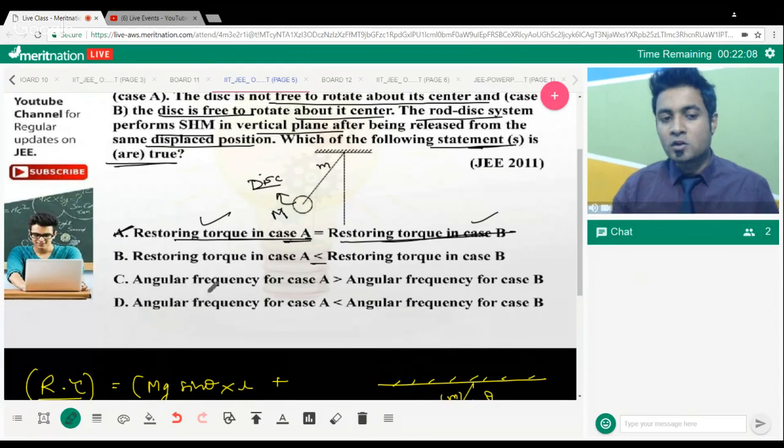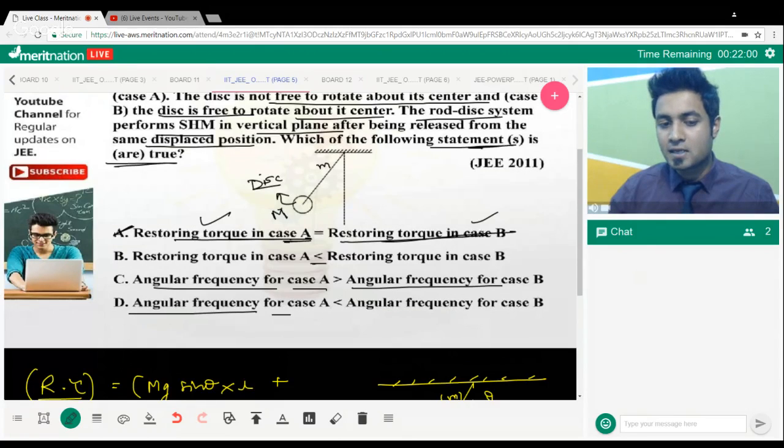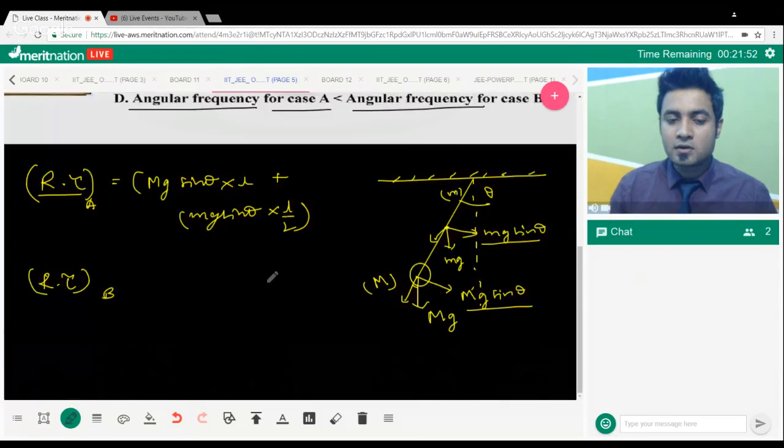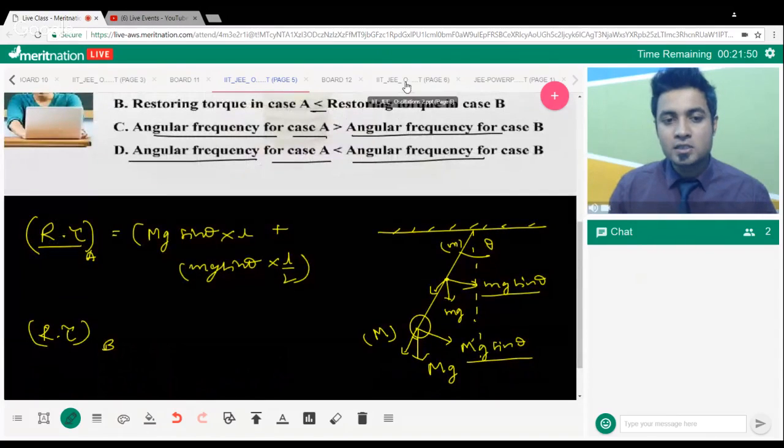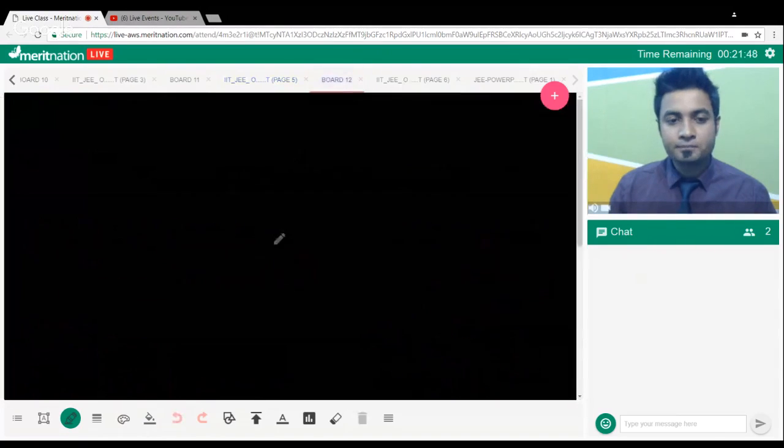What about the angular frequency, guys? Is the angular frequency for the case A greater than the angular frequency for the case B, or is the angular frequency for the case A lesser than the angular frequency for the case B? So which one should be correct? As far as angular frequency is concerned, we can just take it up in this way.